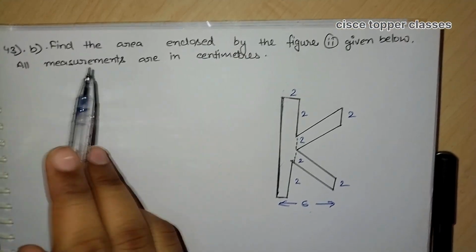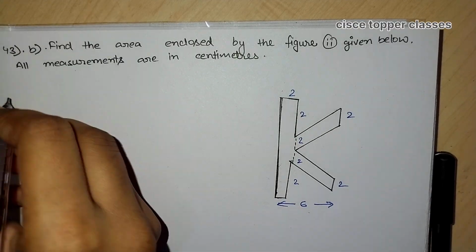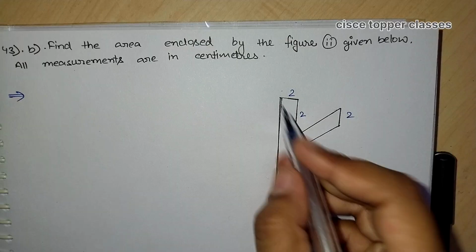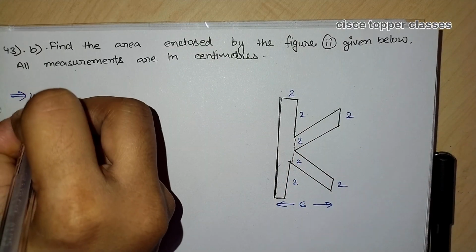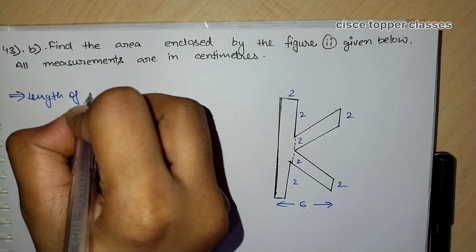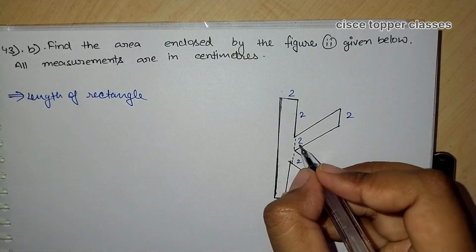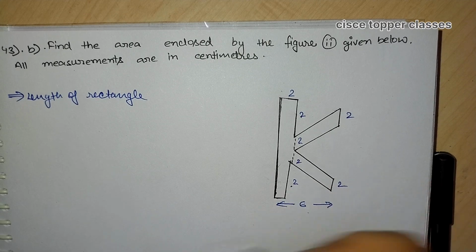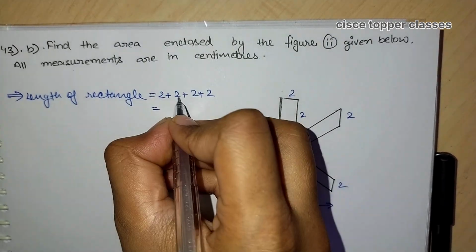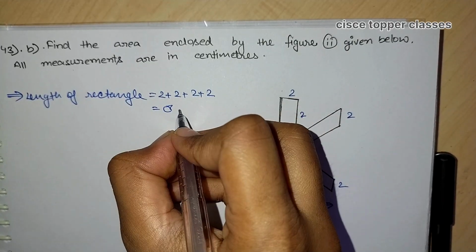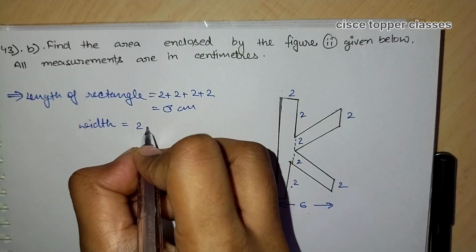Solve 43 second part. Find the area enclosed by the figure given below. All measurements are in centimeters. So here the area will be, this forms a rectangle here and this forms a trapezium. So we will firstly write the length of rectangle here. Length of rectangle will be the sum of 2 plus 2 plus 2 plus 2. So we can write 2 plus 2 plus 2 plus 2 will be 8 centimeter. So 8 centimeter is the length and width is equal to 2 centimeter.